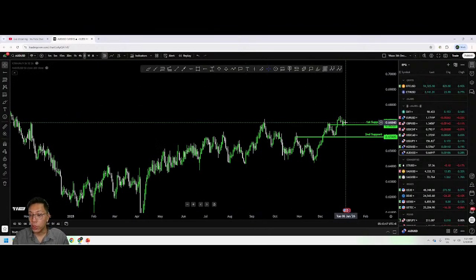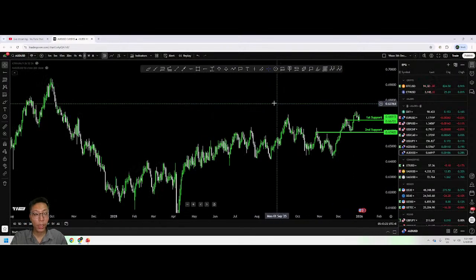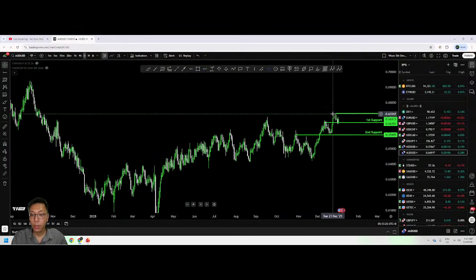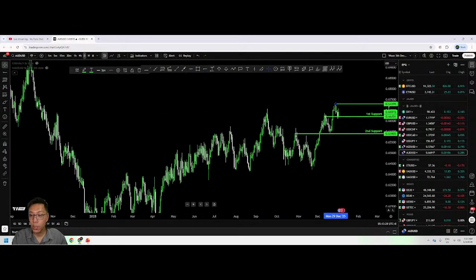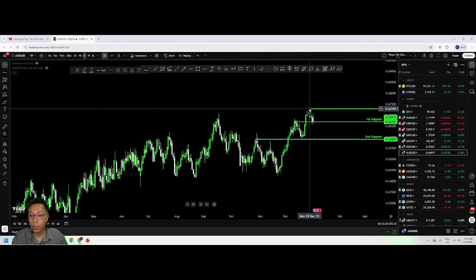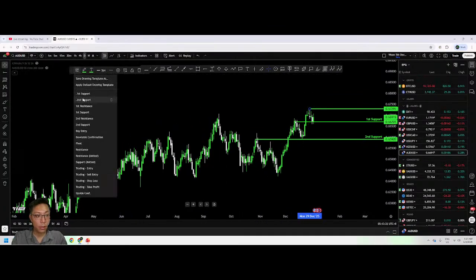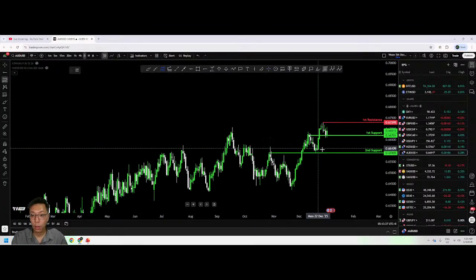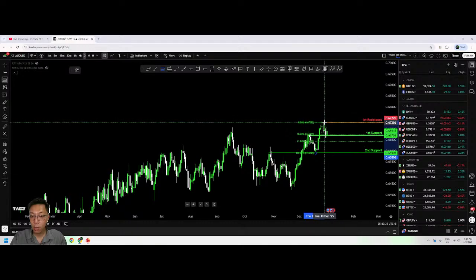Because if price does close above this first support level, then we will be looking at this area over here. Let me zoom in a little bit more. This is my first resistance. Let me just mark this out.